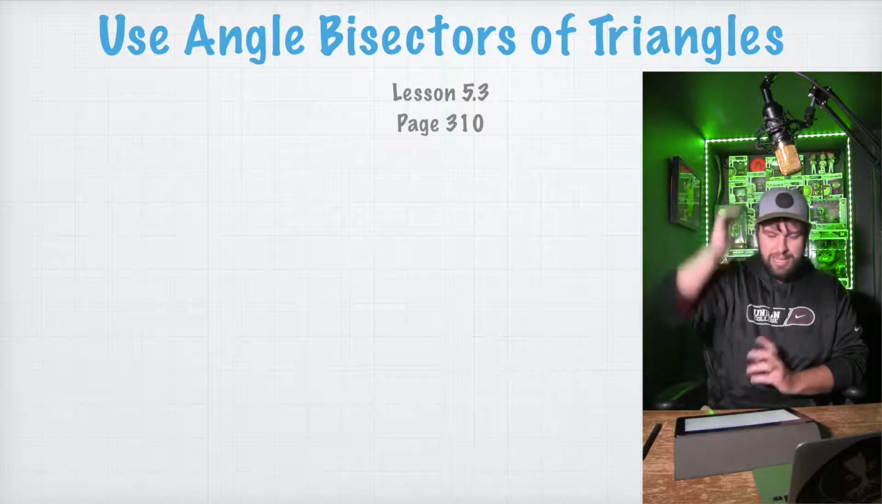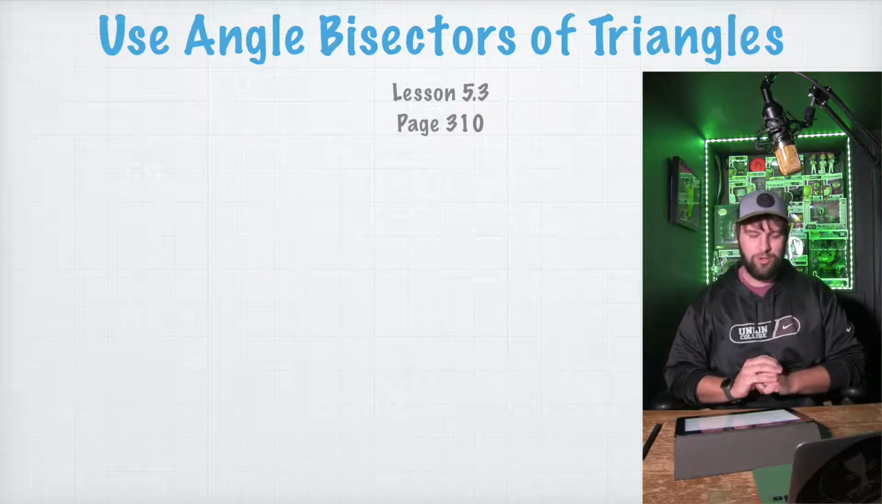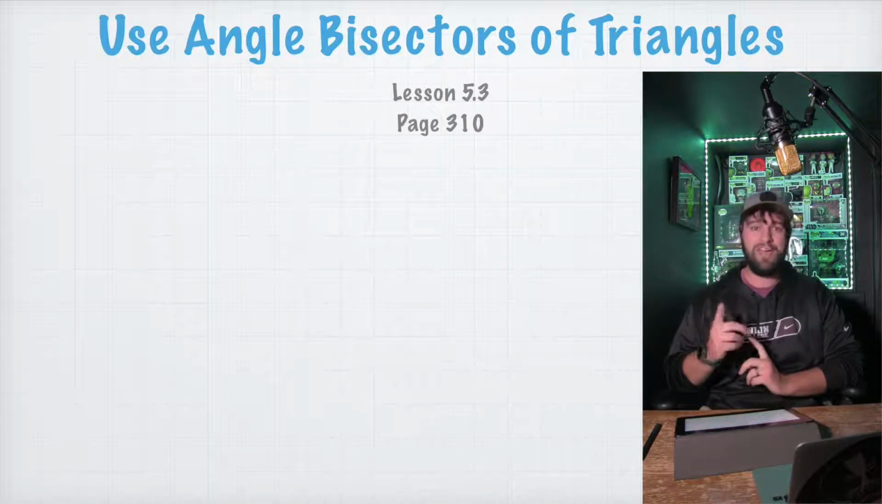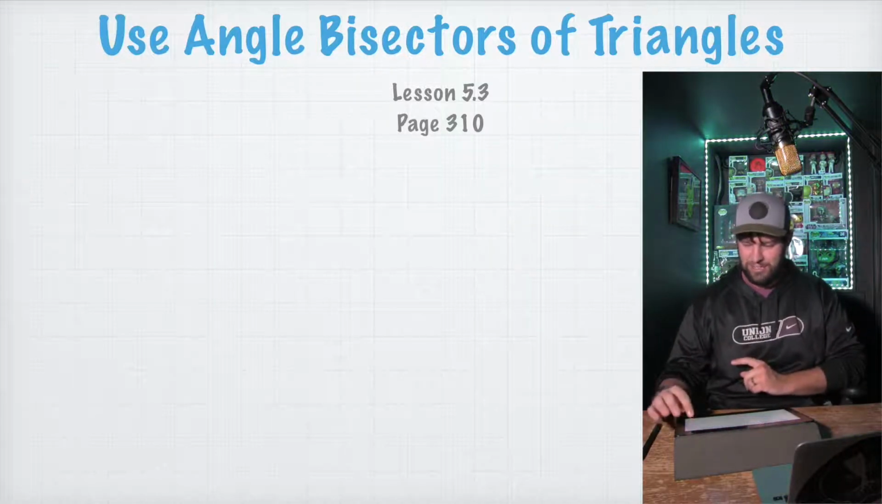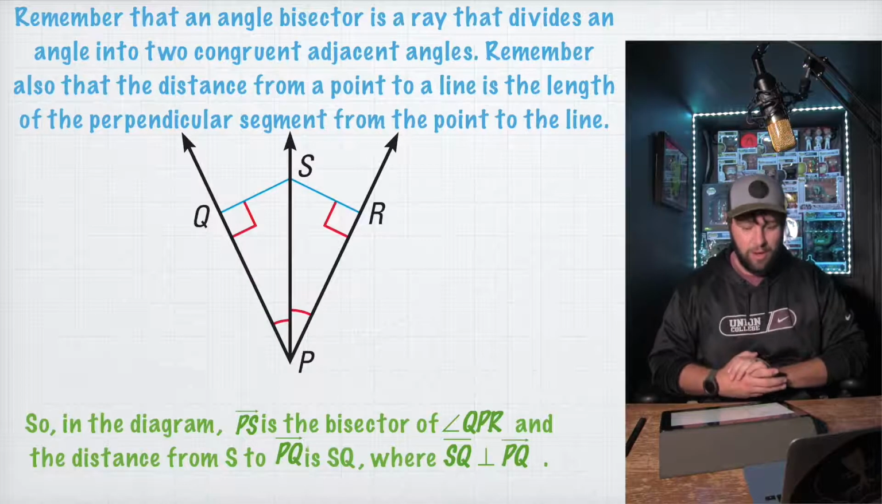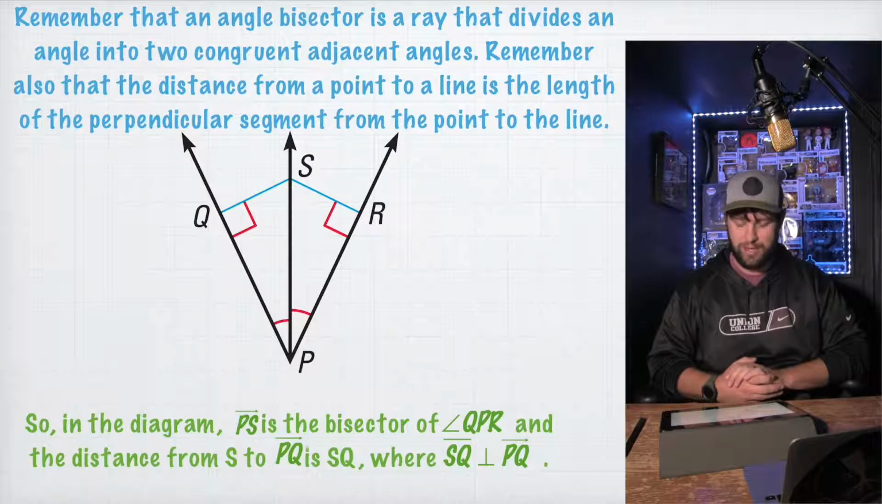Alright, you guys, so today we're going to be learning about how to use angle bisectors of triangles. This is lesson 5.3, page 310. So, remember that an angle bisector is a ray that divides an angle into two congruent adjacent angles.